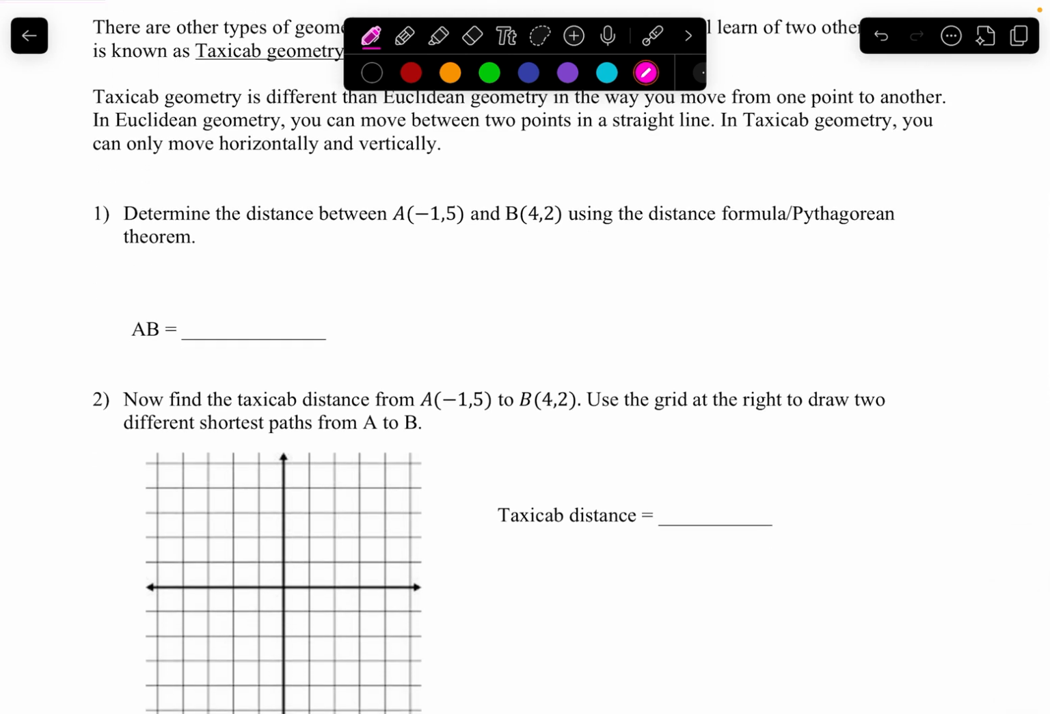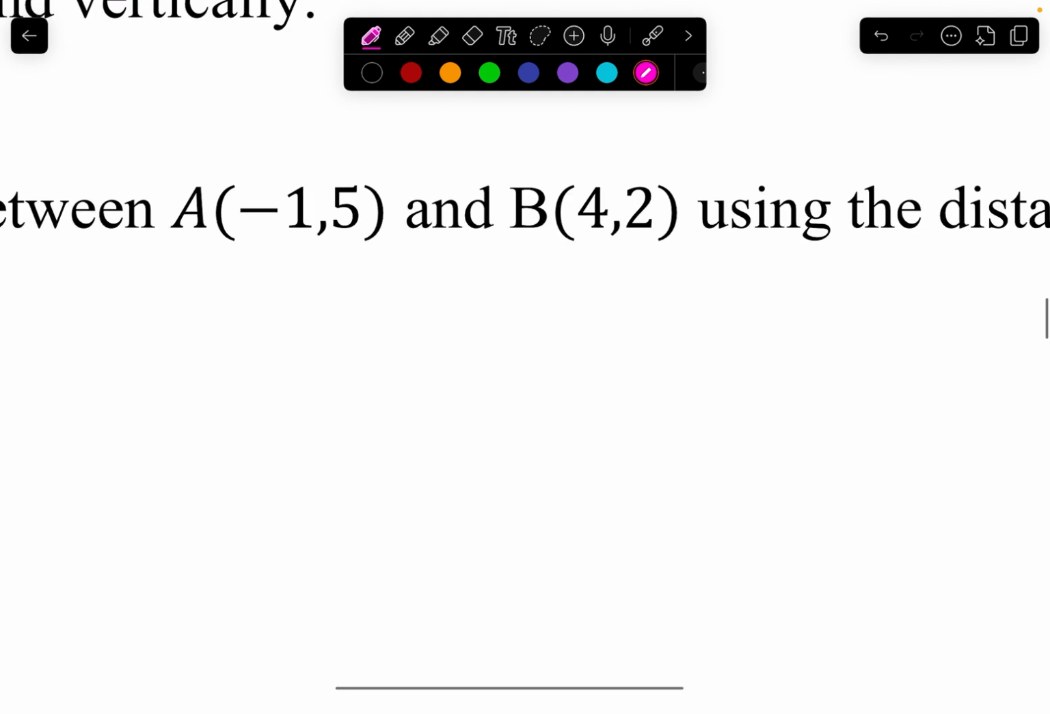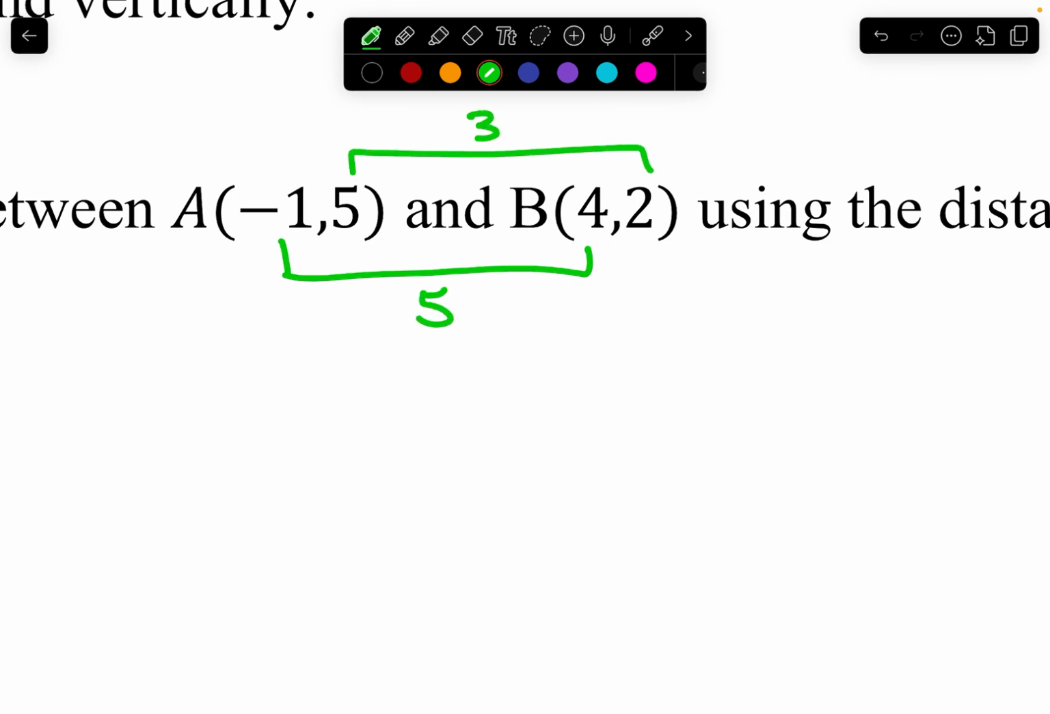So first thing I want to do is remind you that we can find the distance between 2 points in Euclidean geometry using either the distance formula or the Pythagorean theorem. I'm going to use the Pythagorean theorem because that's what I like to do. So I'm just going to find the regular Euclidean distance. From -1 to 4, that is a distance of 5. From 5 to 2, that is a distance of 3.